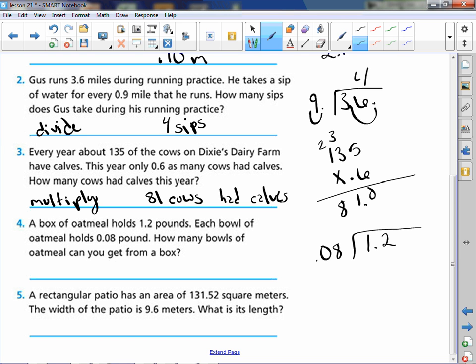Well, we got to do that decimal moving thing. We're going to move it 2 place values outside the division house. So we got to move it 2 place values inside the division house. So now what I'm really looking at is 120 divided by 8. Okay, well, 8 won't go into 1, so I'm going to put a 0 to hold my place. 8 into 12, 1 time. 12 minus 8 is 4. Bring down my 0 from up above. Okay, 8 into 40, 5 times. So how many bowls can you get from one box of oatmeal? 15 bowls.